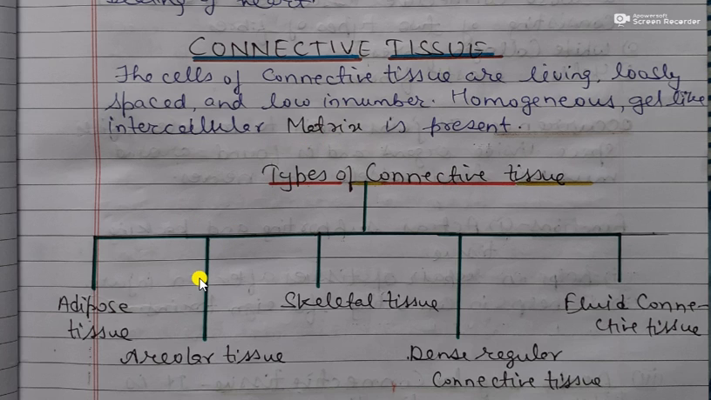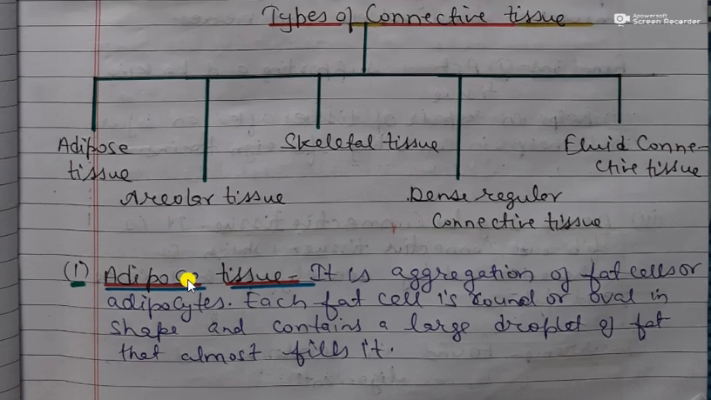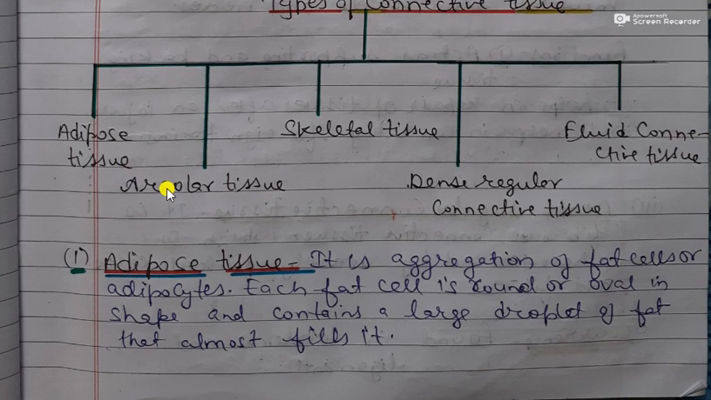Connective tissue is of various types like adipose tissue, areolar tissue, skeletal tissue, dense regular connective tissue, and fluid connective tissue. Adipose tissue, it is the aggregation of fat cells or adipocyte. Fat cells are known as adipocytes. So a collection of fat cells together they make up the adipose tissue.